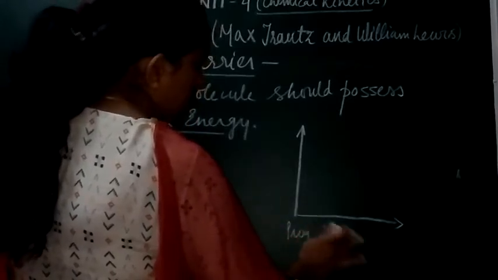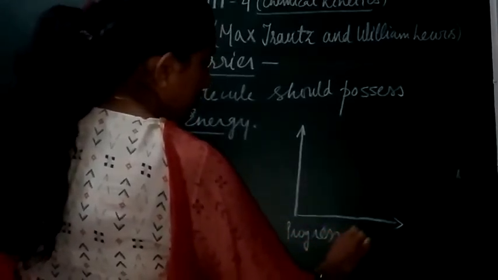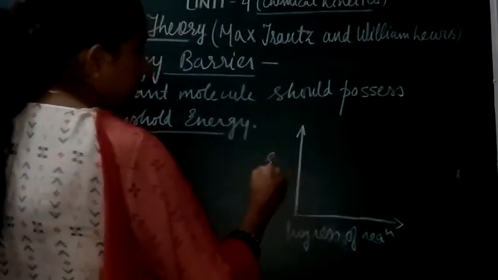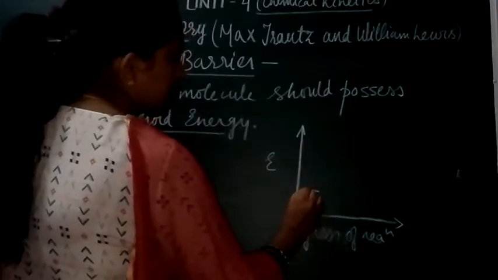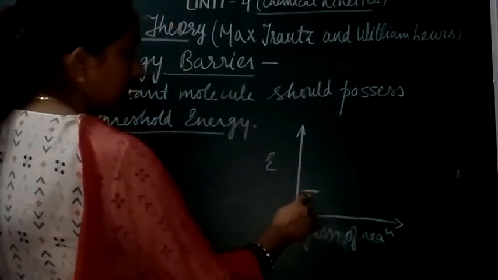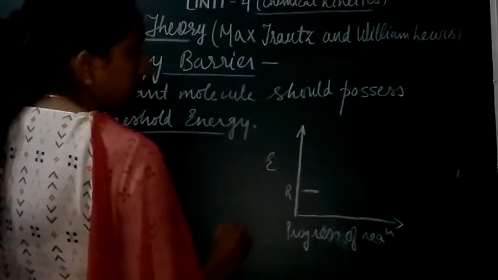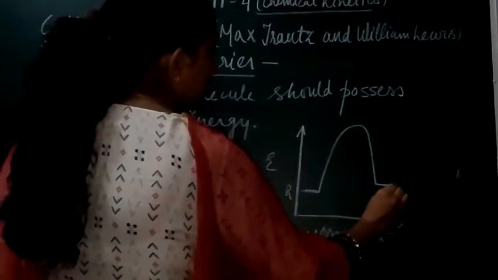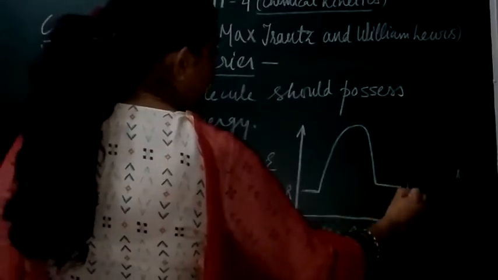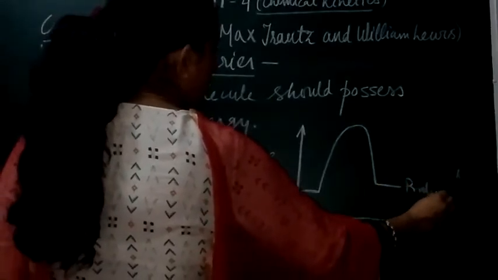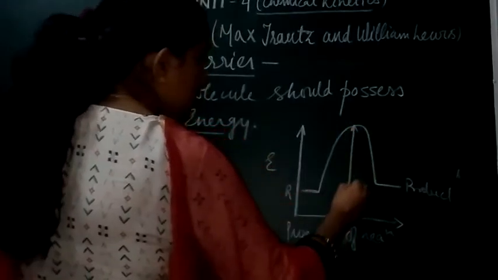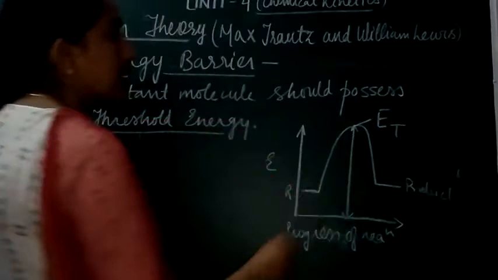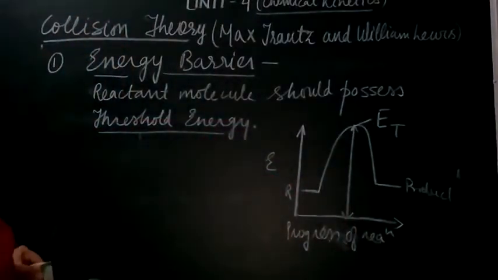This is the progress of reaction here, and here is the energy, right? And if you are taking here, this is the reactant energy. Here is the energy of the reactant. And this will be the product formed here. And students, this is the energy which will be required by the reactant molecules to get the product formed.